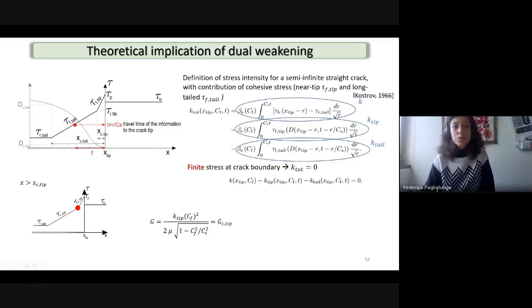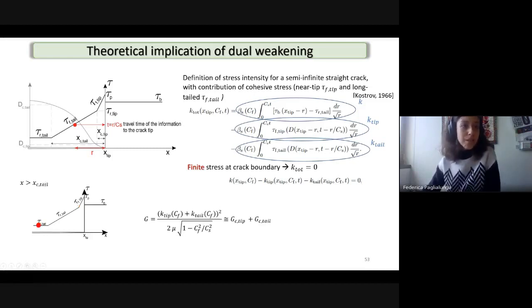So if we were to pass now to the energetic point of view, we wanted to compute the energy release rate related to this stress intensity factor, we would have different conditions, let's say. If we are at a distance larger than the near tip cohesive zone, then the stress intensity factor related to the near tip would not depend on time anymore, since we are already out of the cohesive zone, so it would only depend on the fracture energy and the rupture velocity. And so the energy release rate that we would get would be equal to the fracture energy related to the near tip weakening.